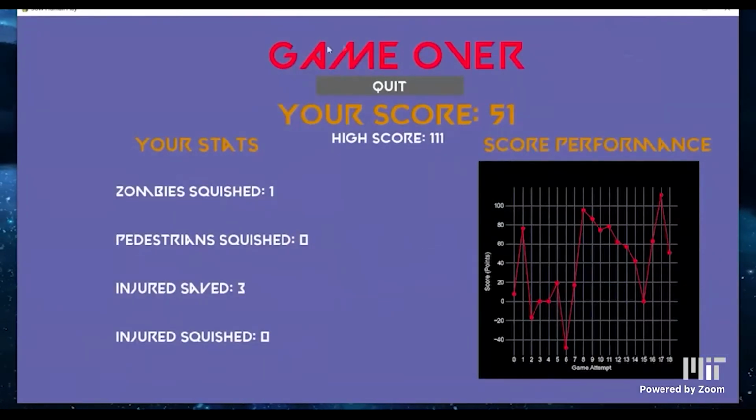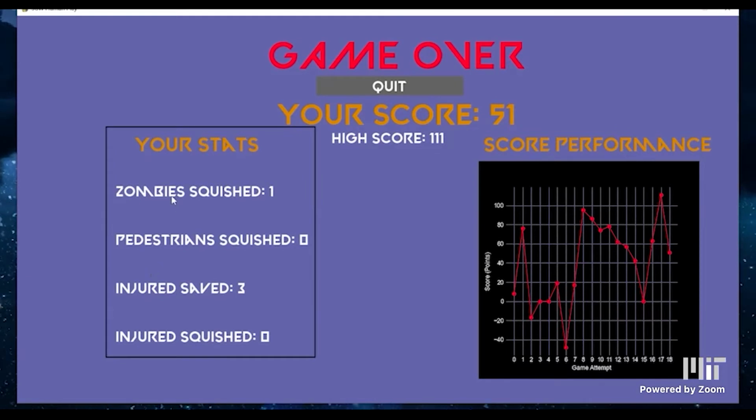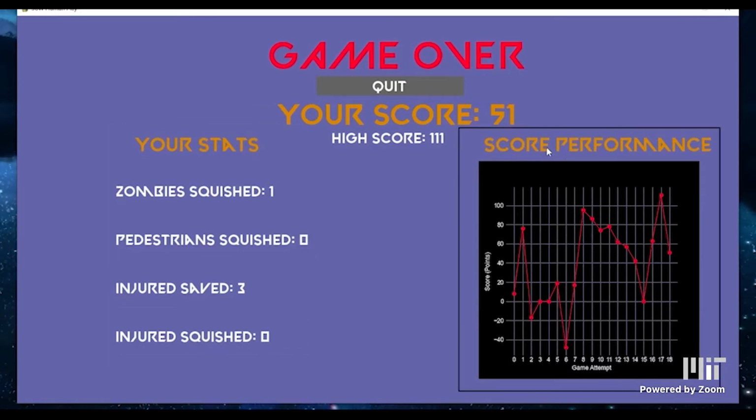And here in the end screen, we have game over in bold text, the quit button, our score for that play, which is 51, the high score for this specific game mode, as well as some stats. Right below it, we have the zombies, pedestrians, and injured squished, as well as how many injured people I saved. And on the right, we have our score performance chart, which shows the history of our game attempts, as well as our point value for each of those game attempts.